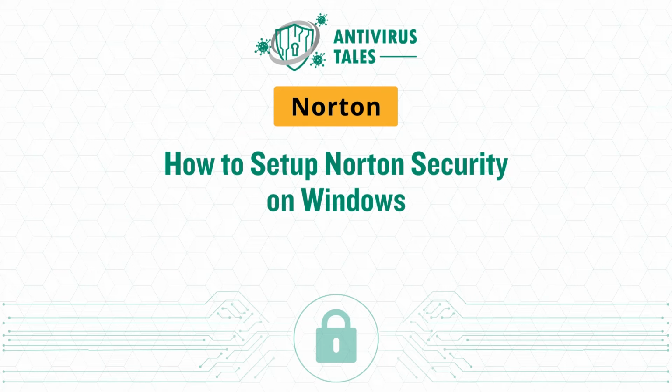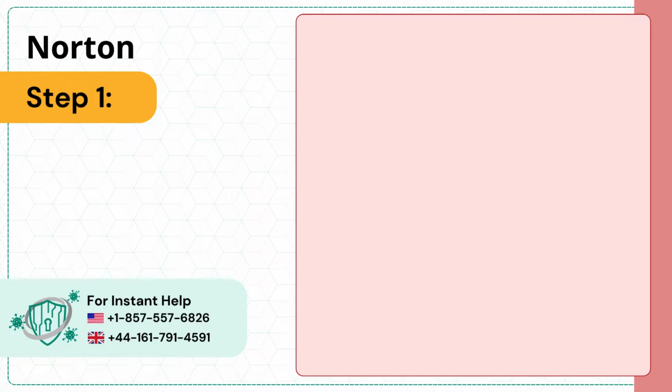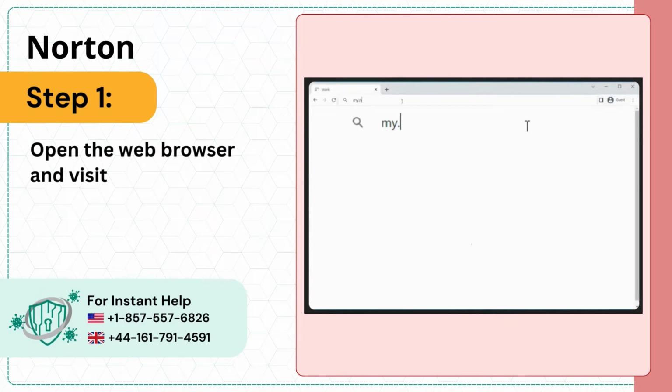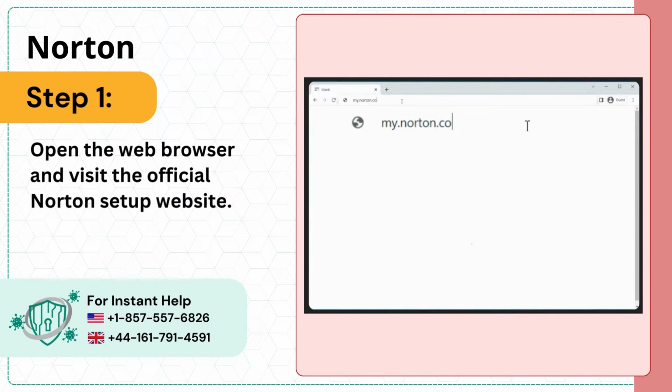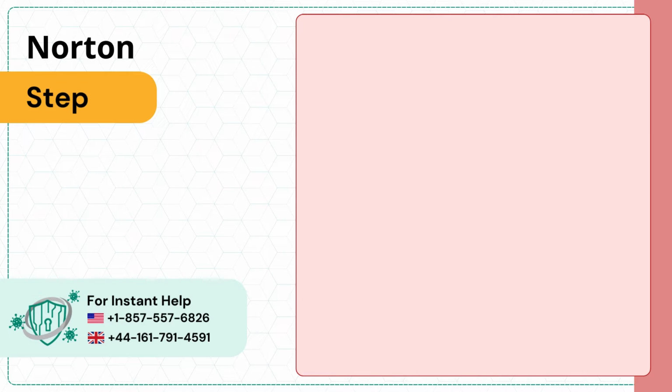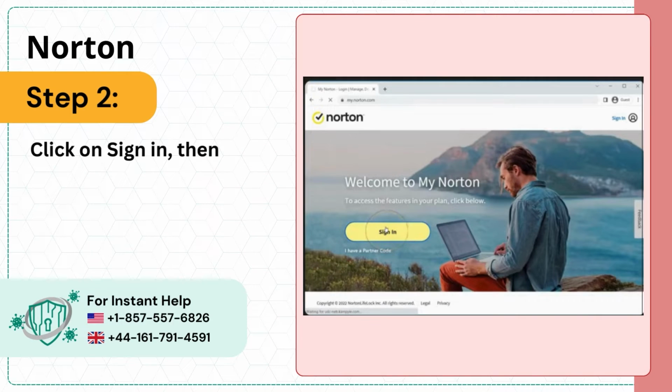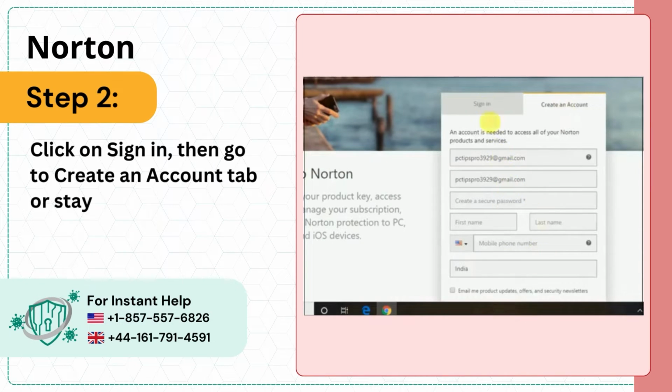How to set up Norton Security on Windows. Step 1. Open the web browser and visit the official Norton Setup website. Step 2. Click on Sign In, then go to Create an Account tab or stay in the Sign In tab.